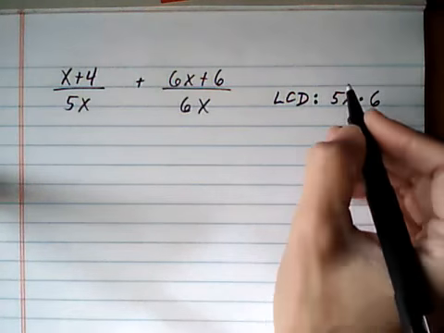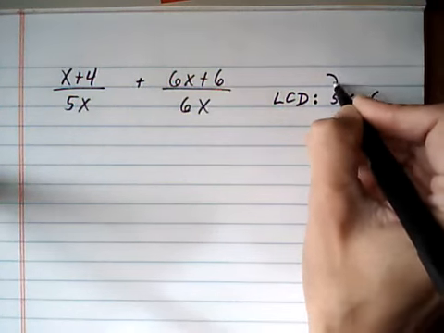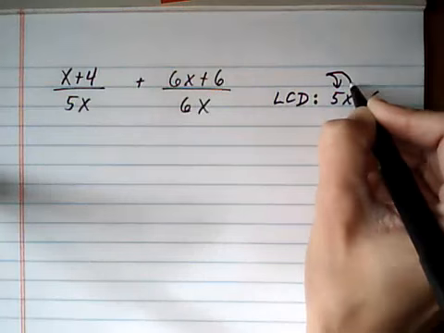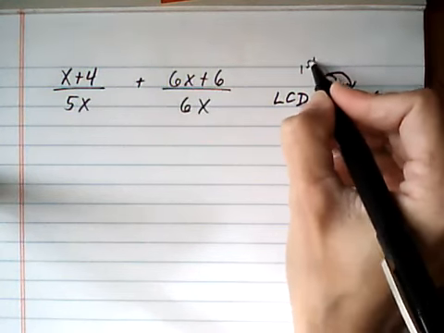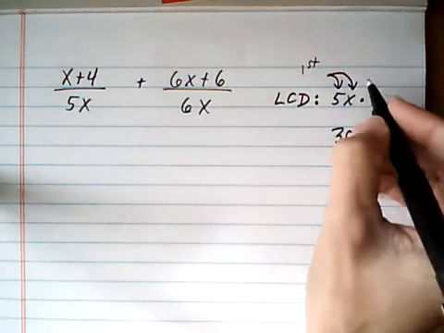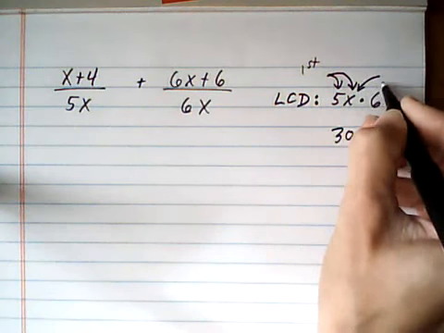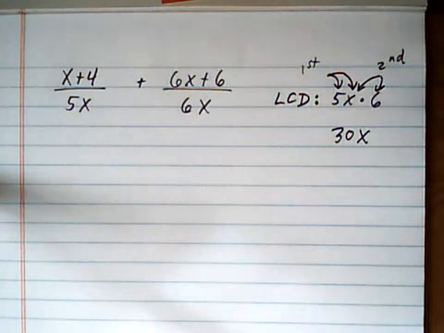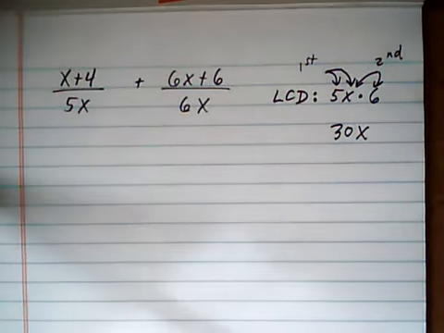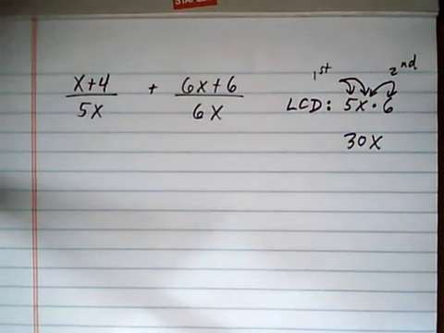When you're making your LCD, what you want to make sure of is that both denominators are contained in it. So here's the first denominator, 5x, and the second denominator is 6x. So x and the 6 is the second denominator. The LCD should contain all denominators without having extra pieces or extra factors that you don't need.